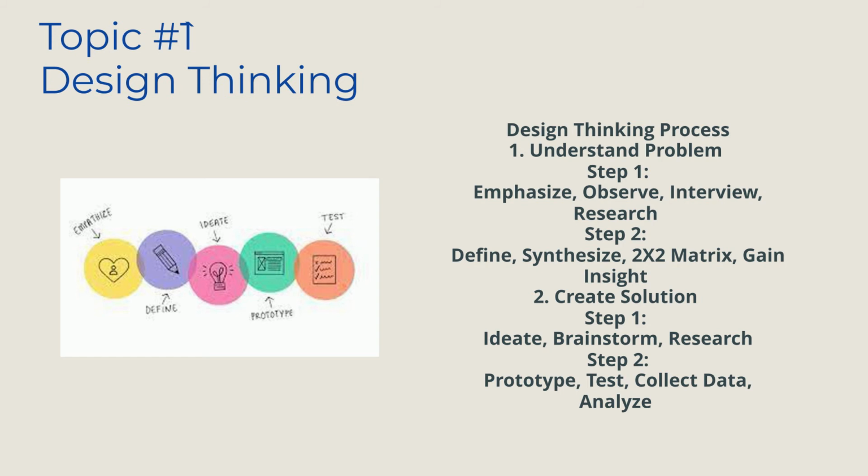The second process is to create a solution based off the problem. The first step of this process is to ideate, brainstorm, and research a solution that is most feasible. The second step is to test the solution to see if it worked. That can be done by either creating a prototype, collecting data, or analyzing results.